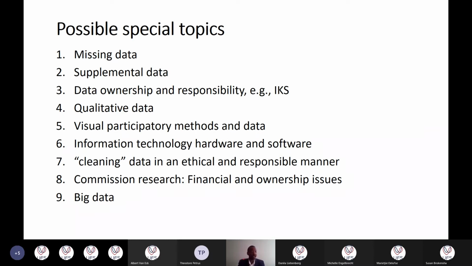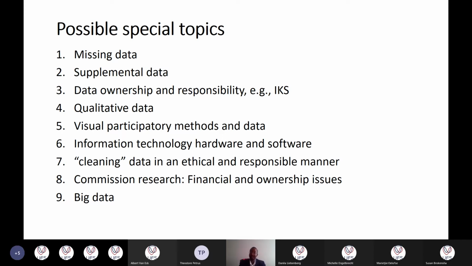Data ownership and responsibility. For example, if you're working in the indigenous knowledge systems realm, you know that you're not only talking or being engaged with participants, but these are knowers. These are people whose information and knowledge critically belongs to them. How do we share our data, their data, its ownership, and what is our responsibility as far as that is concerned?